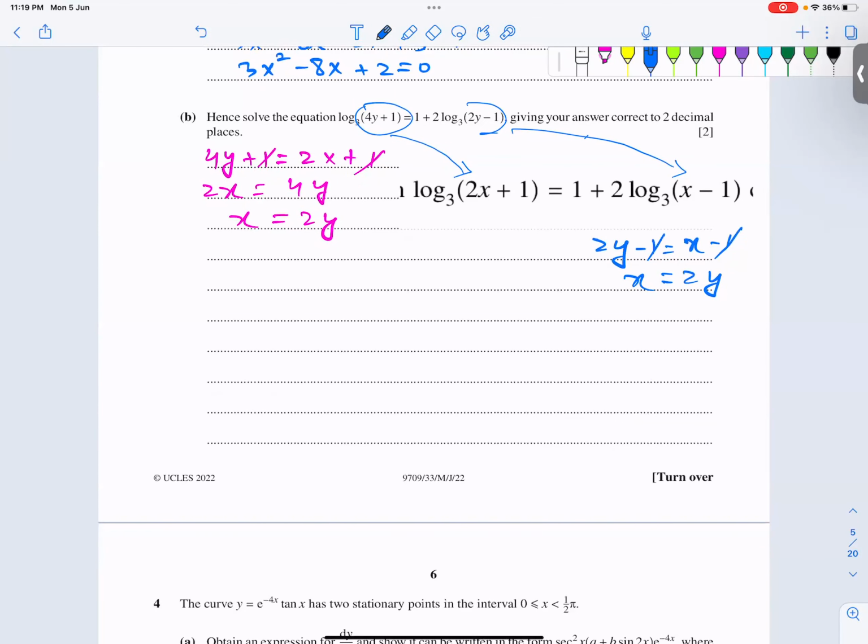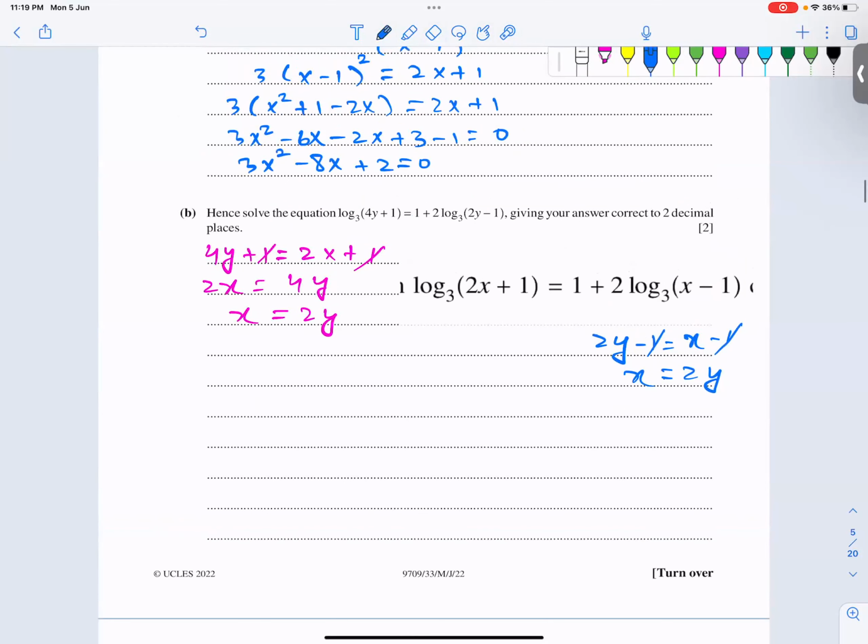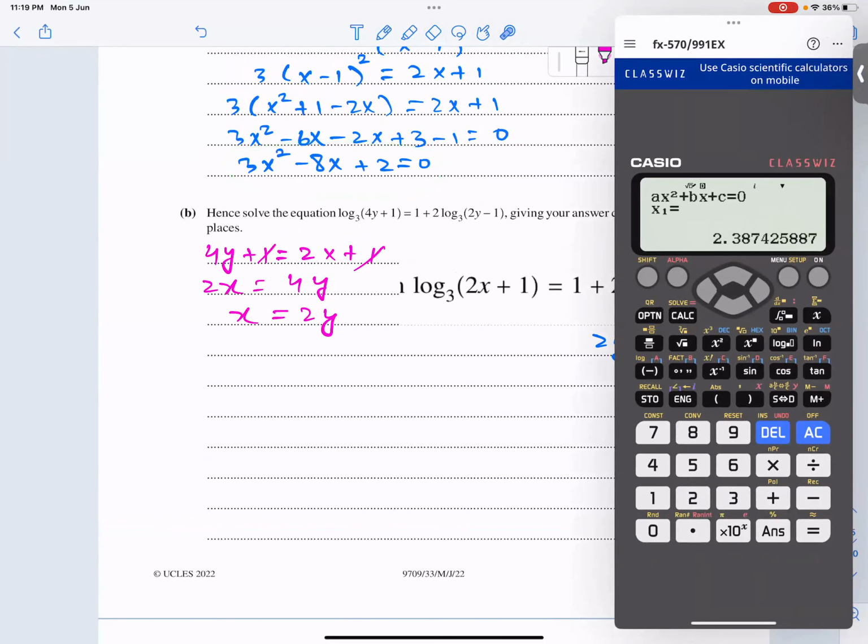Now he was saying, hence solve this equation. To solve the equation means you need to find the value of y, because it has the y variable in it. So first of all, I will solve the previous equation, and the solution for the previous equation is here in the calculator. Let me write that solution here. The first solution was 2.3874, and the second solution was 0.2792.